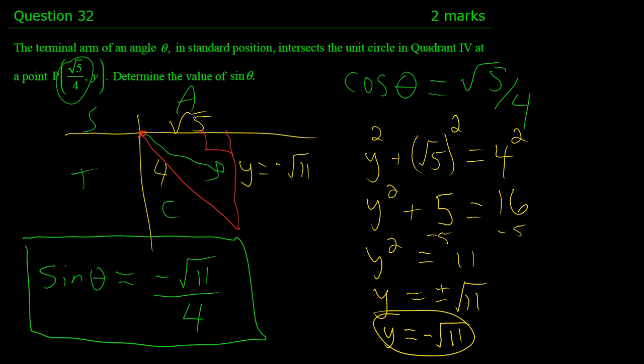The other thing that makes sense is the sign on this ratio is negative, because in quadrant 4, sine is negative. So that looks good.